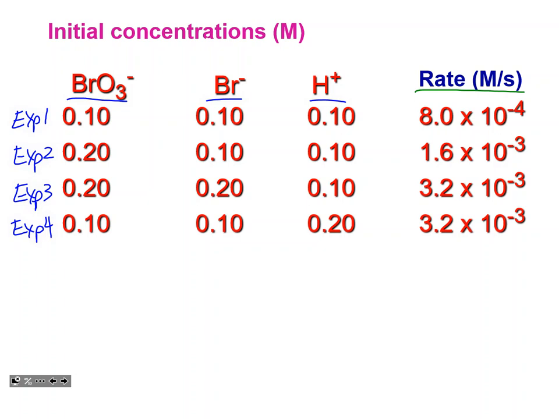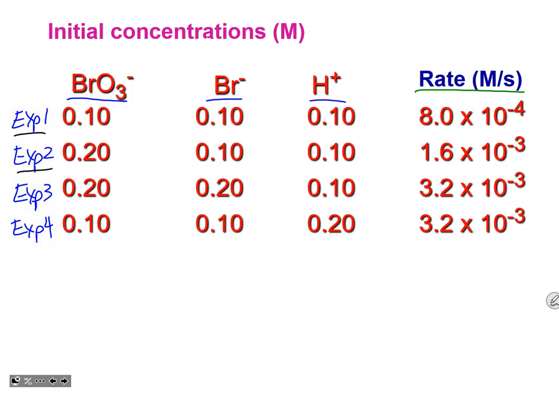So what you have to do to figure out the individual orders of each reactant is look at 2 experiments. You pick your 2 experiments based on the one you want to calculate. For instance, for bromate, I need to pick 2 experiments where bromate is the only concentration that's changing. So I want bromide and hydrogen to be the same. Which 2 experiments would I pick? 1 and 2, exactly right.